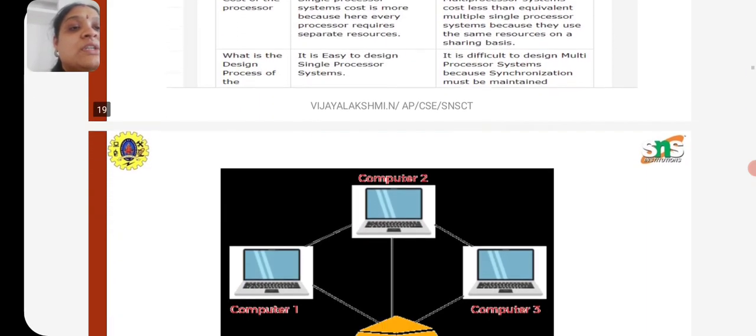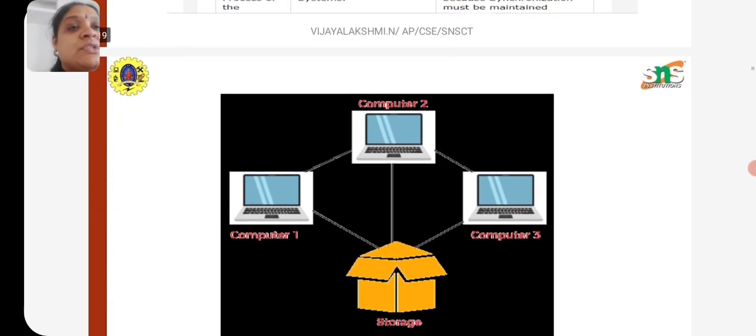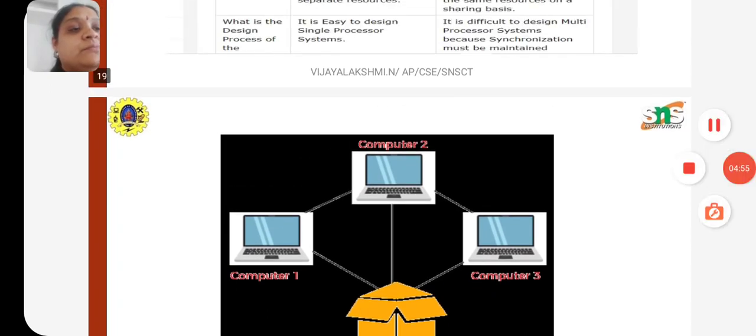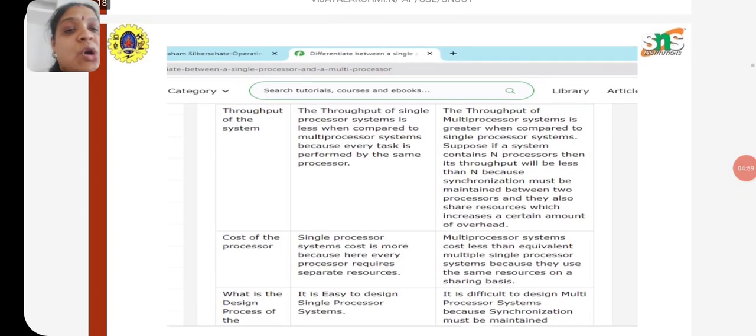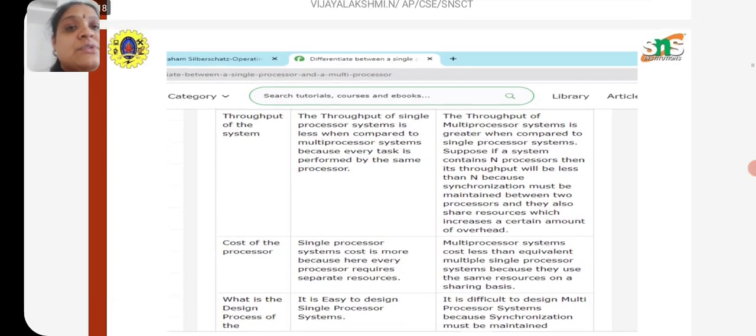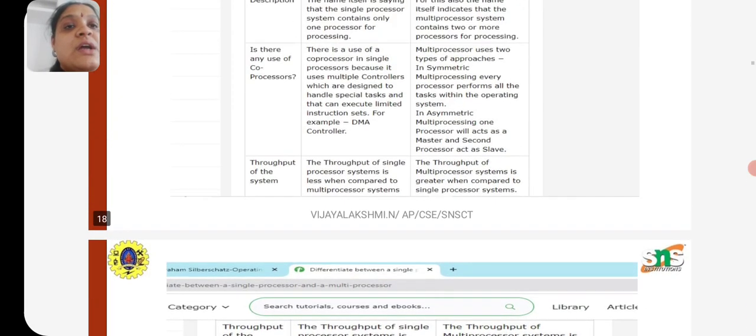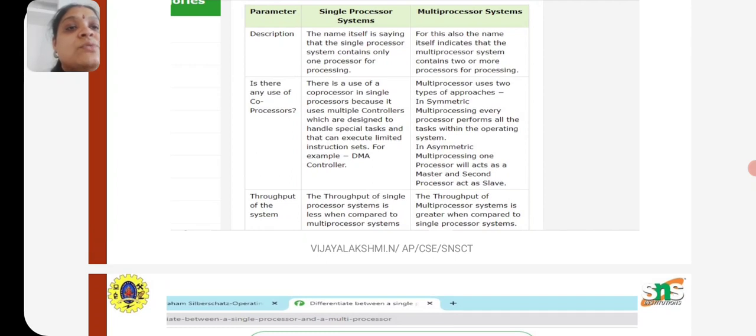So this was the comparison between single processor and multiprocessor. We should look at the cost, the design, and the throughput, and we need to understand the major differences between single processor and multiprocessor.